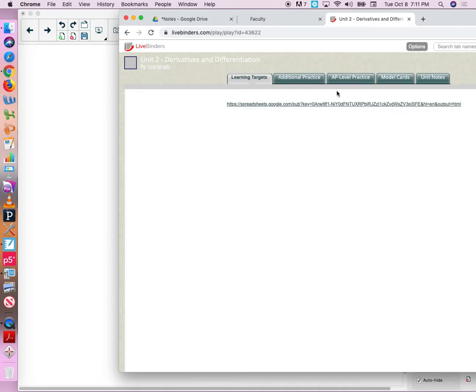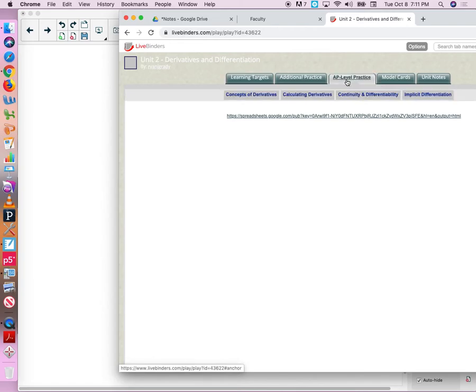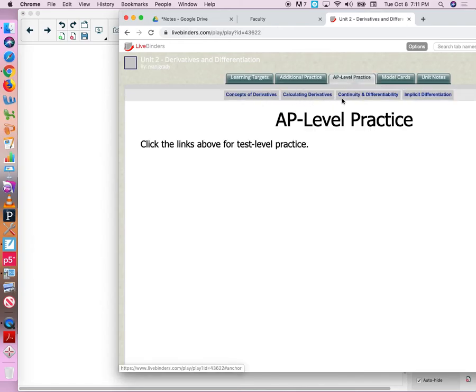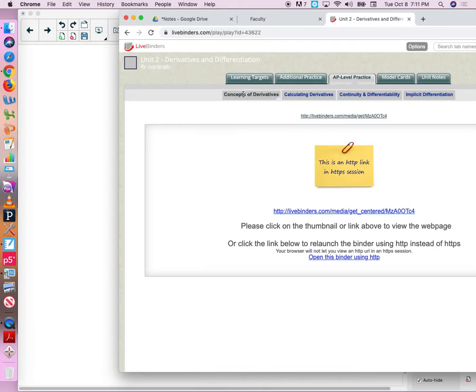When you get here, click on AP Level Practice, this green tab. It'll open up all these tabs underneath. You can click on this one for examples of derivatives.